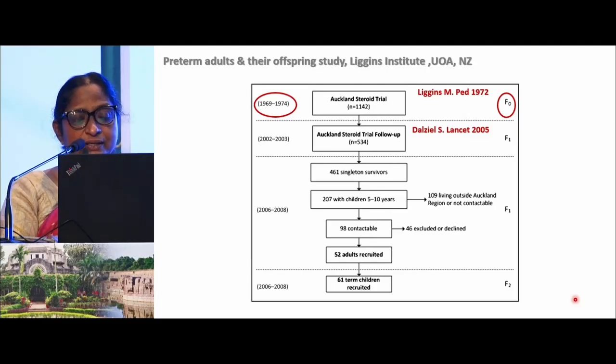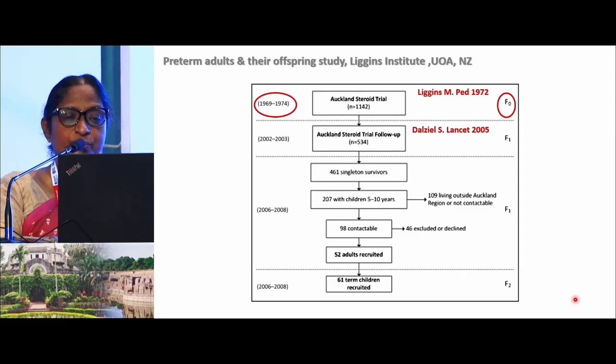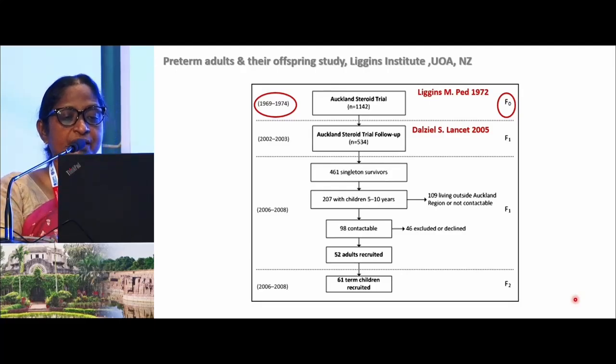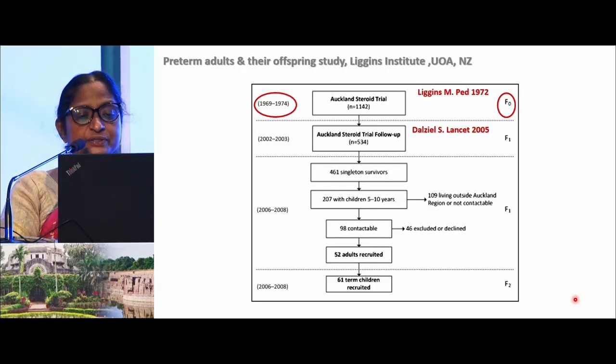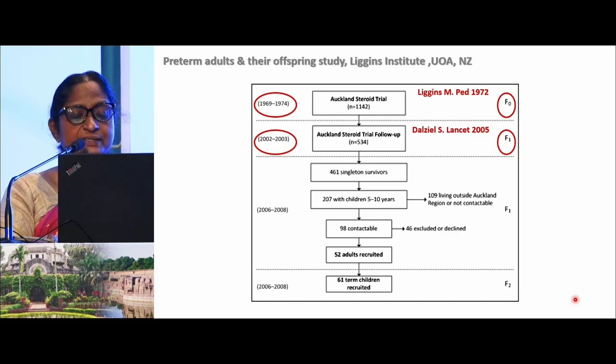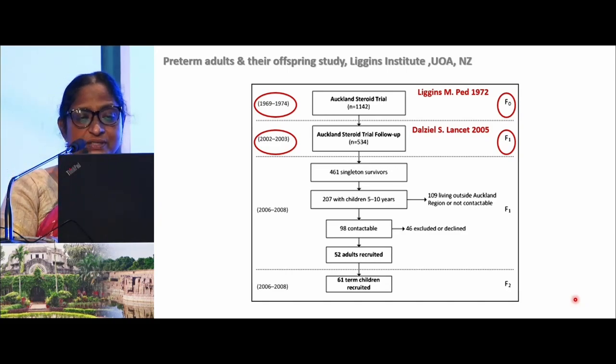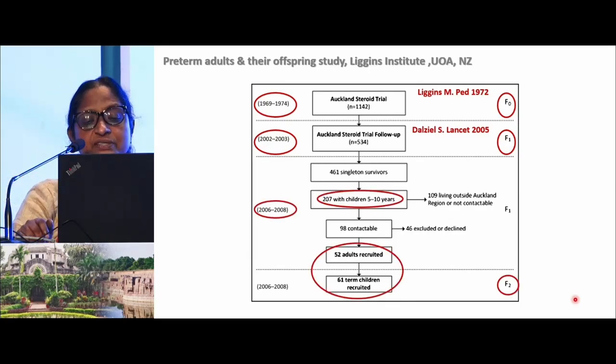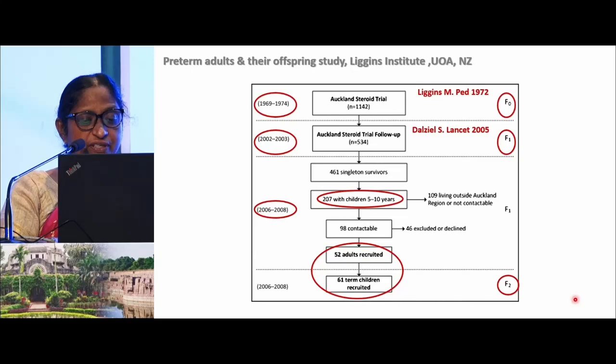Subsequently, looking at the data, this has become the standard of practice all over the world, and it has saved millions of premature children from significant morbidity and mortality. A subset of the offspring of this group was followed up by Stuart Dalziel et al. between 2002 and 2003 in the Auckland steroid trial follow-up. From among them, we looked at those with children aged 5 to 10 years, and we recruited our cohort.